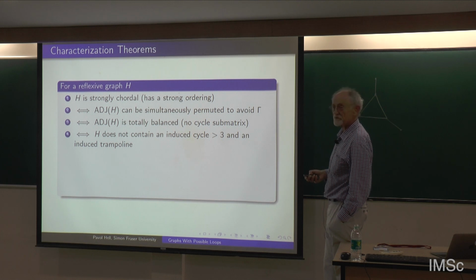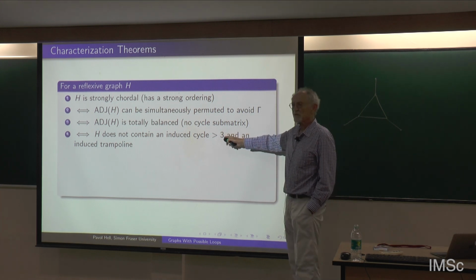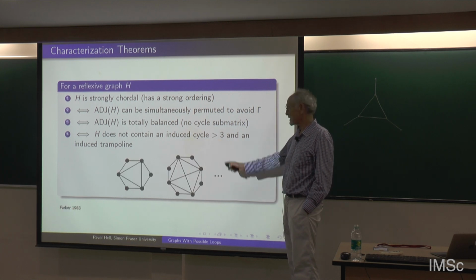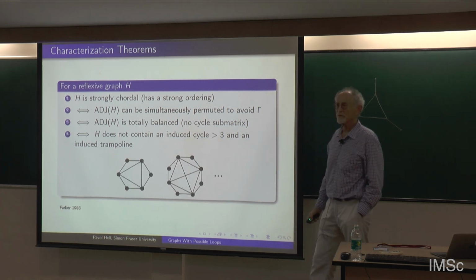They are again best viewed as reflexive graphs. The diagonal is all ones. And there is a forbidden subgraph characterization in terms of induced cycles, so they are chordal. And in addition to this, they don't have these induced trampolines.